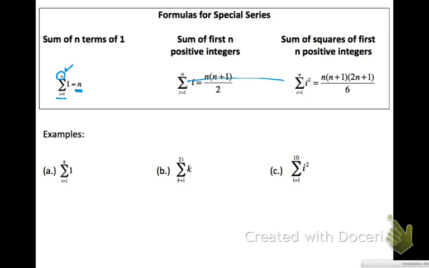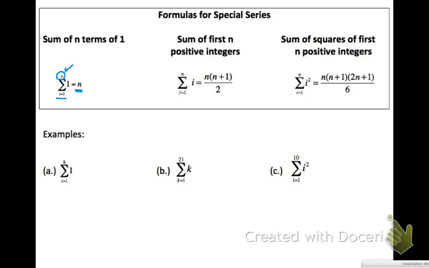And, lastly, the sum of the squares of the first n positive integers. 1 squared plus 2 squared plus 3 squared plus 4 squared, on and on and on and on, is going to be n times n plus 1 times 2n plus 1, all over 6. These are simplified here so that we don't have to do that away, and we can look at much larger numbers.